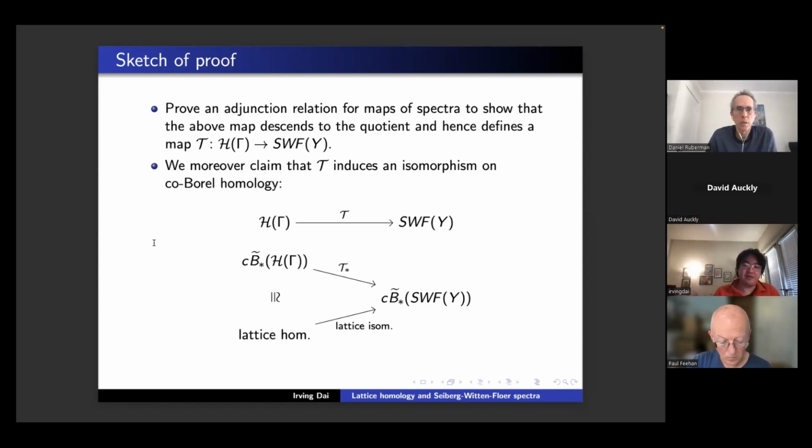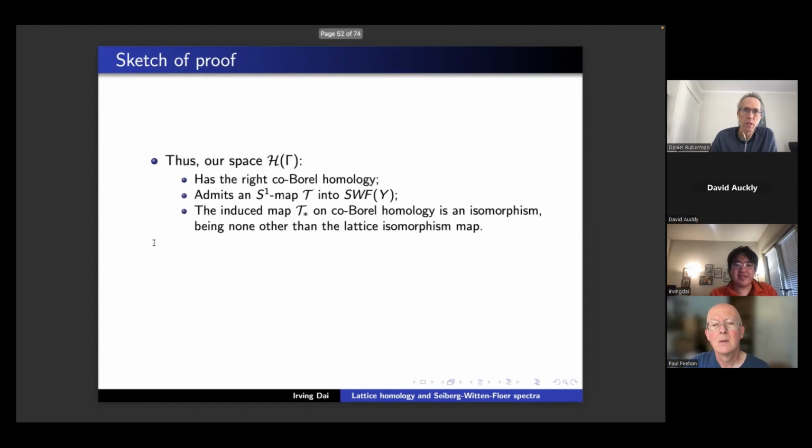I will not just recover the correct co-Borel homology, but I recover the Floer homology of Y with the lattice homology presentation, okay? And I know that the lattice homology is isomorphic to the Seiberg-Witten-Floer homology; the lattice map that I told you about before, which is constructed by looking at the maps on the homological level, is an isomorphism, okay? So the point is that you now have a map between the two spaces, which induces the isomorphism on the homological level, okay? And it turns out that that is very strong, okay?